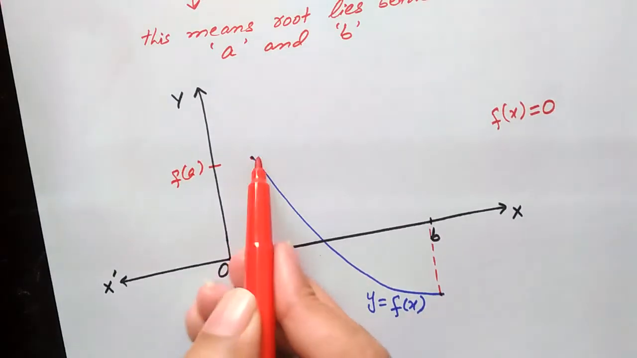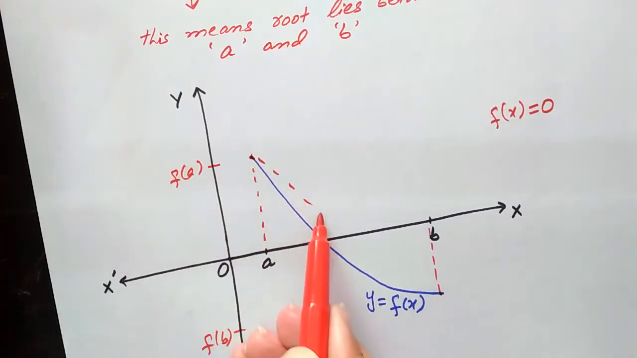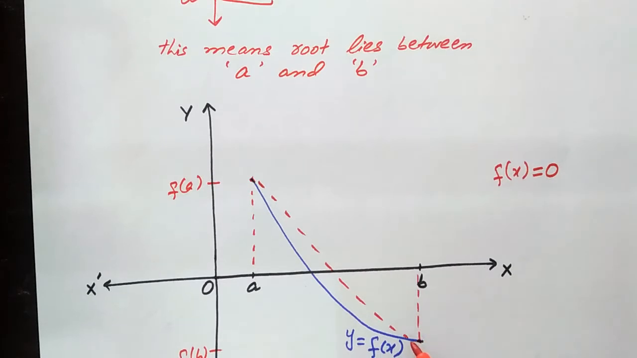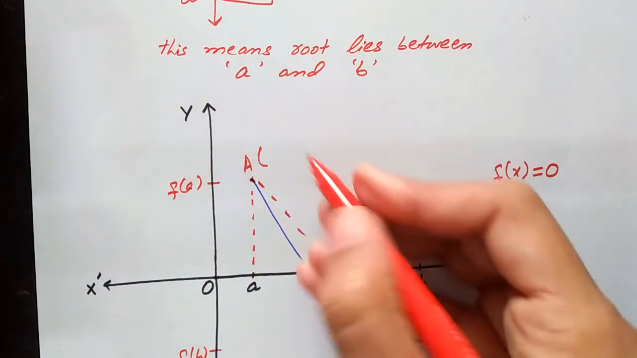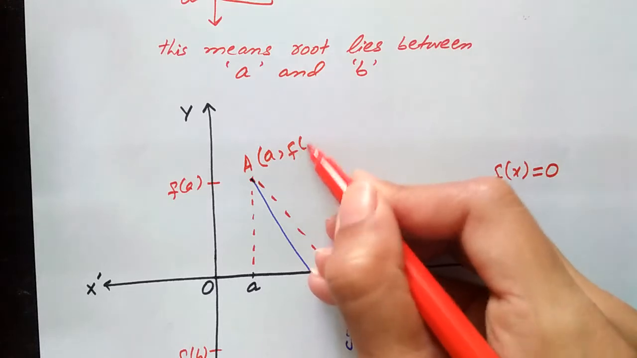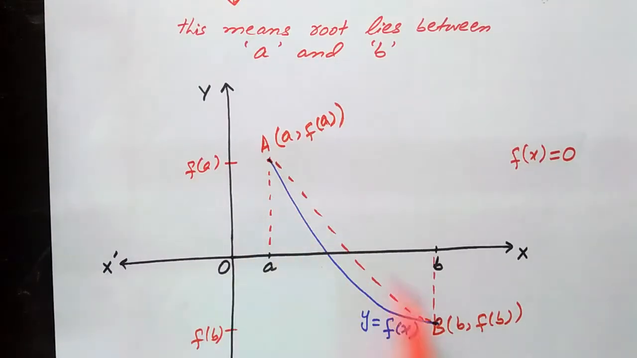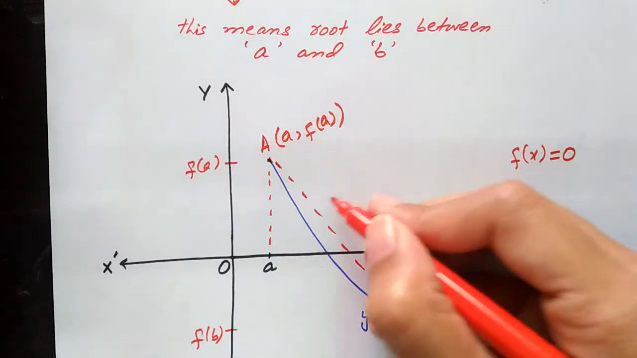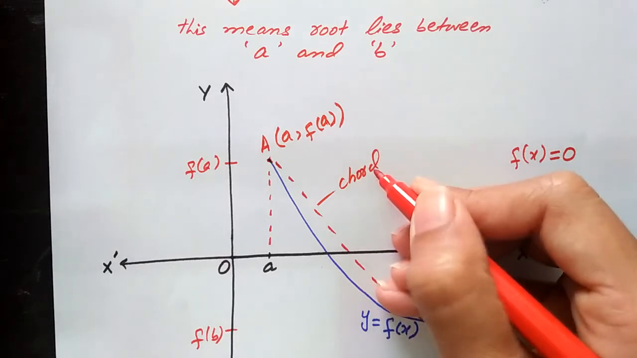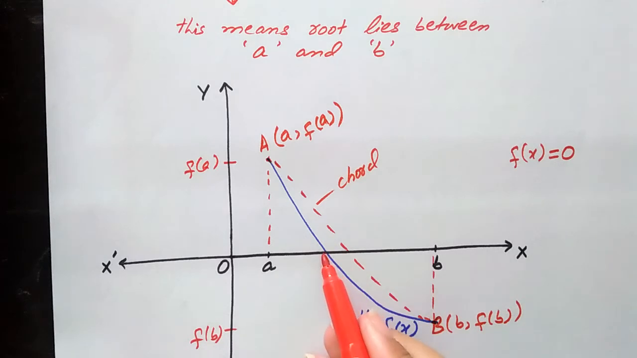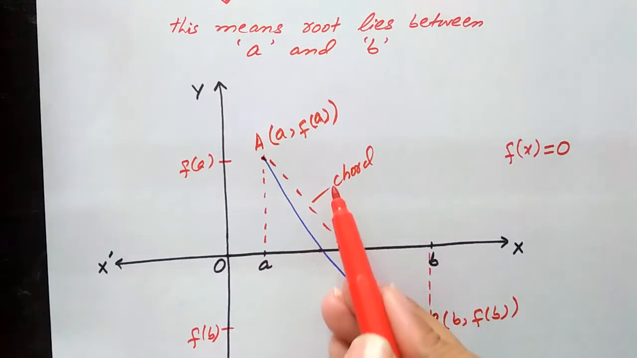I will draw a line from this point to this point. That is the chord from point A. The coordinates of point A are (a, f(a)), and the coordinates of point B are (b, f(b)). I have joined the points A and B. That line is called the chord joining the points A and B. I will derive the formula for finding the approximate root by finding the equation of the chord.